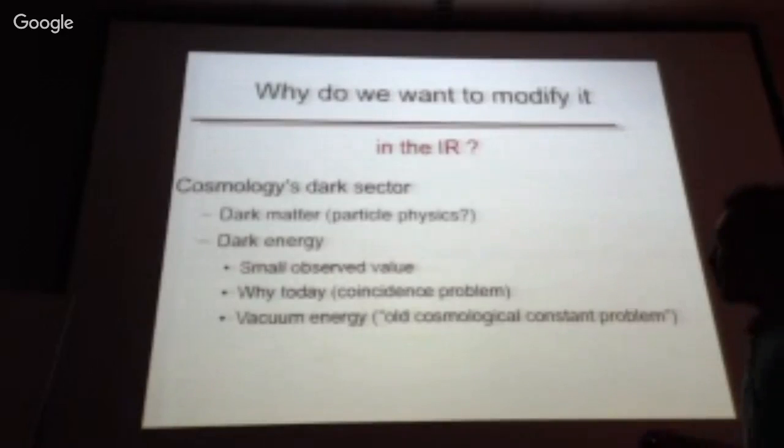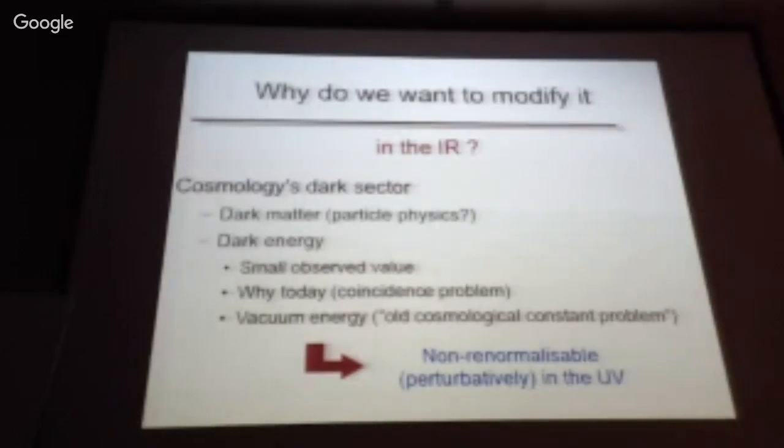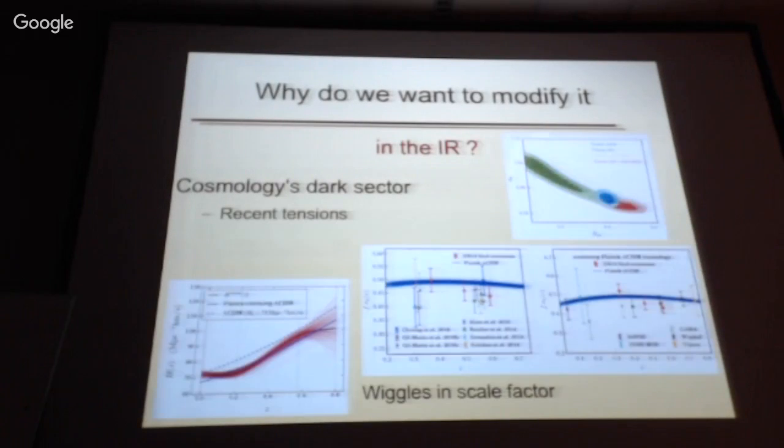From the theoretical point of view, it has a very small observed value. We don't understand why today it's happening. And we have a problem with the vacuum energy. So the vacuum is not that empty. It actually has energy, and that energy gravitates in the same way as a cosmological constant. However, its value is massive, and we'll talk about that. So this might all be connected to properties of the theory at high energies.